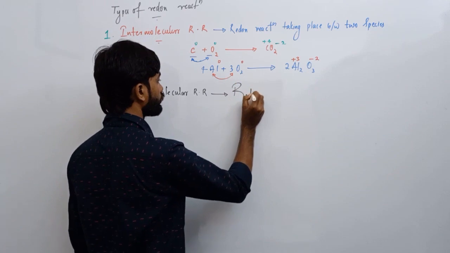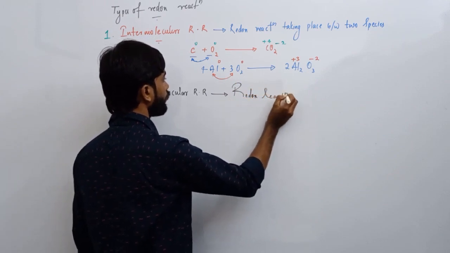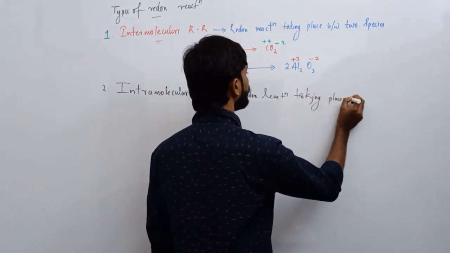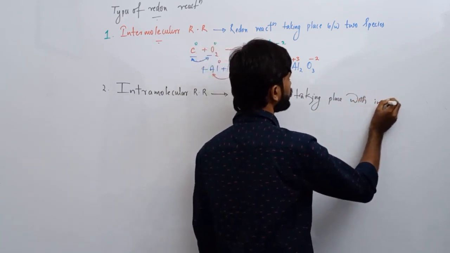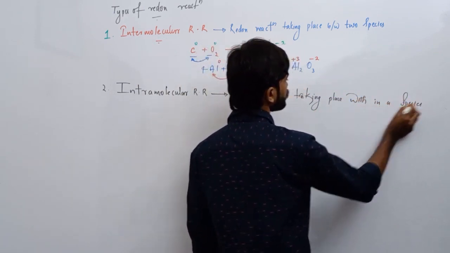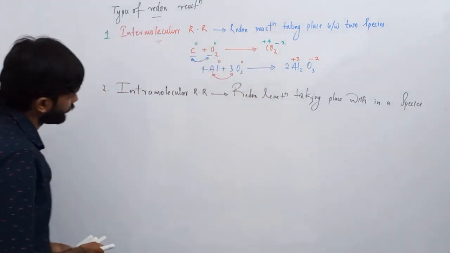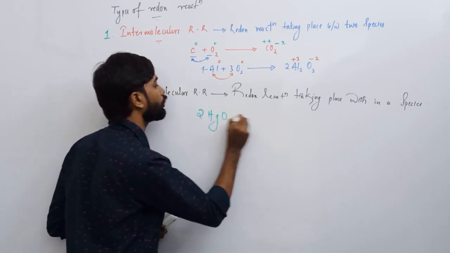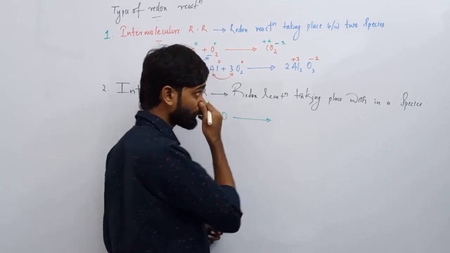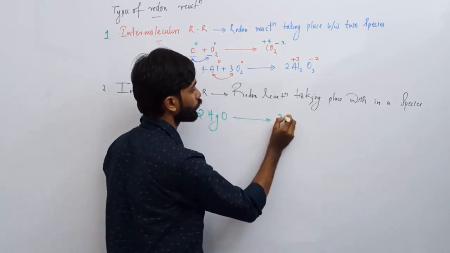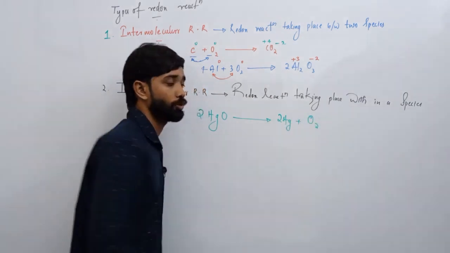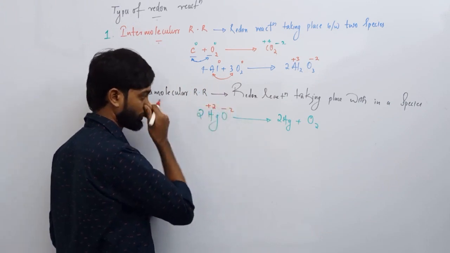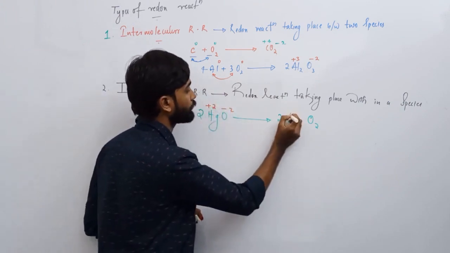So it is a redox reaction taking place within a species. Okay, and you can consider any kind of decomposition reaction, such as 2HgO gives 2Hg plus O2. So decomposition of mercuric oxide to form mercury. Fine. So here the mercury is +2, oxygen -2. Ready. And here the mercury 0, oxygen 0.